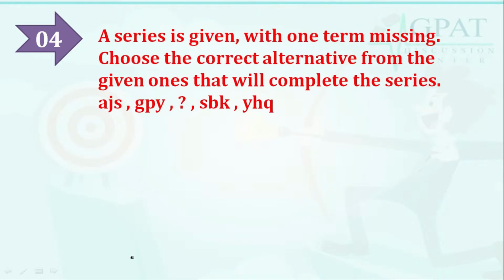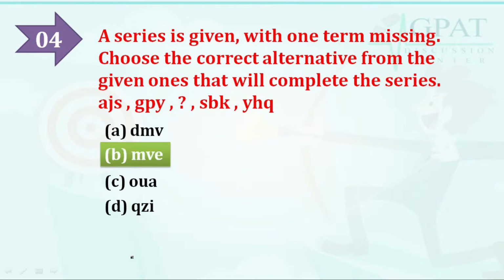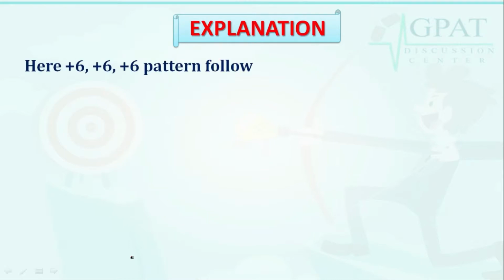a series is given with one term missing. So choose the correct alternative from the given ones that will complete the series. Here the options are, option A is DMV, option B is MVE, option C is OUA, option D is QZI. So according to this series, the missing one is option B, MVE. Let's discuss that there is a +6 pattern followed in this. So according to this, option B is the correct answer.